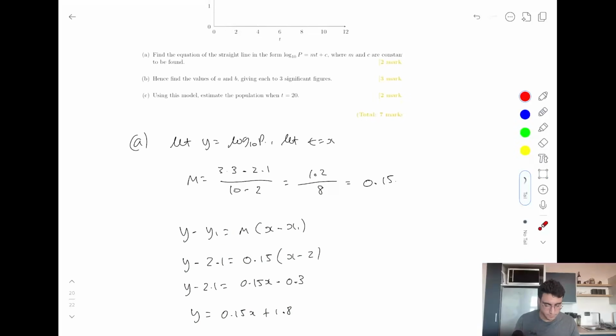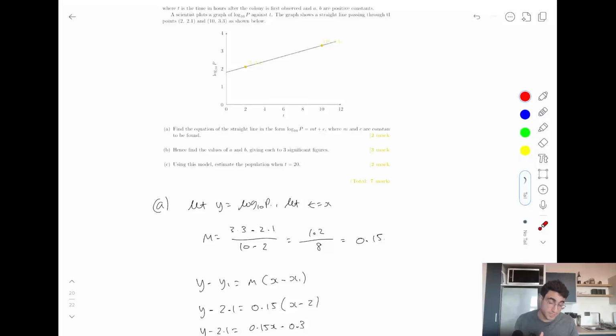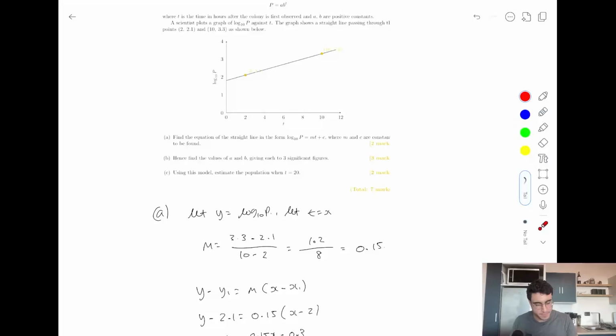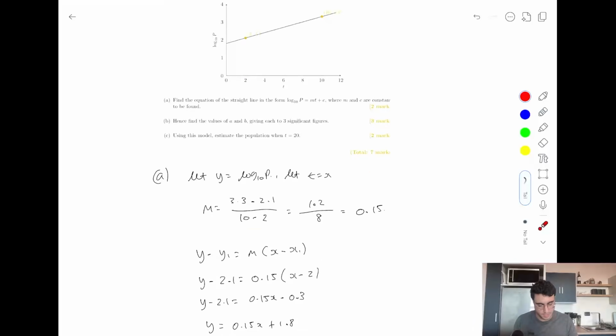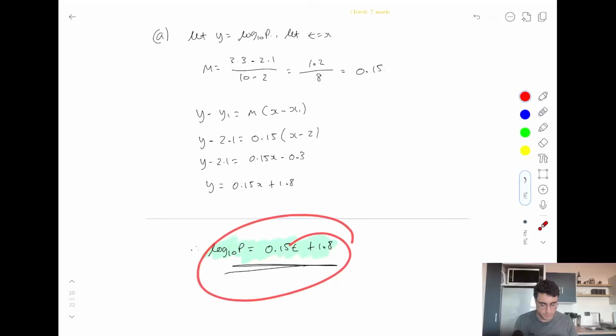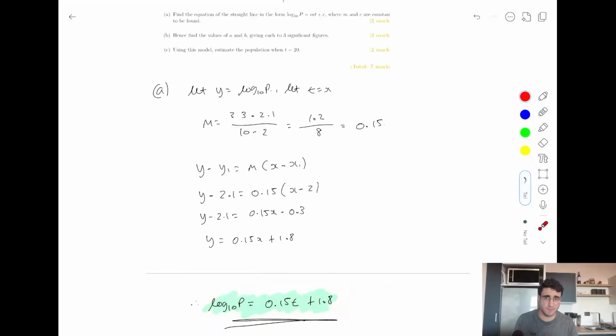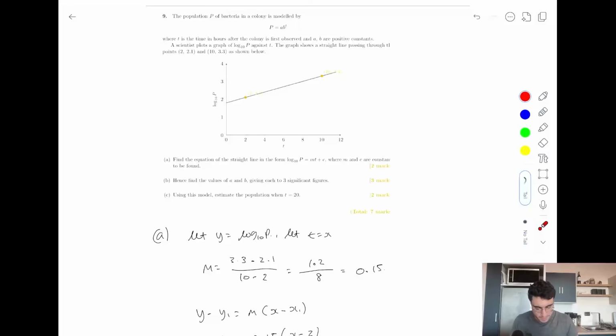Now again, they were trying to confuse us because they're trying to make it seem like this is more complicated than it actually is. It's really not. Very simple stuff. Just find the gradient, and then you can find the equation of the line. Okay, I used x and y, but I just replugged it in. So simple as that. Alright guys, so for part B here, it says to hence find the values of A and B, each to 3 significant figures.